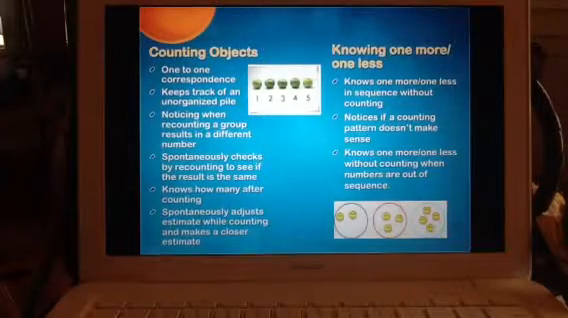Knowing one more, one less. The student knows one more or one less in sequence without counting. Notices if a counting pattern doesn't make sense. Knows one more or one less without counting when numbers are out of sequence.